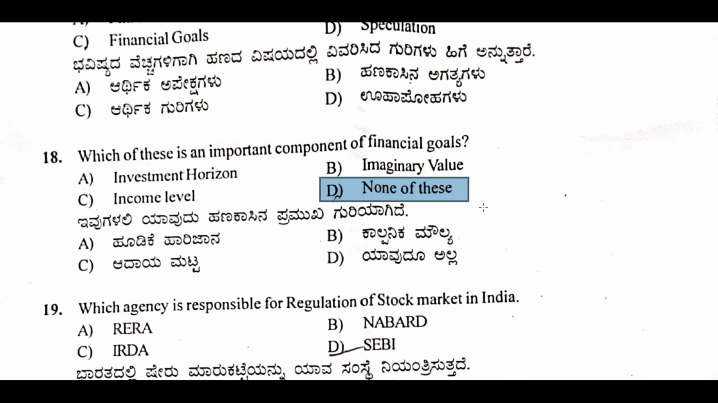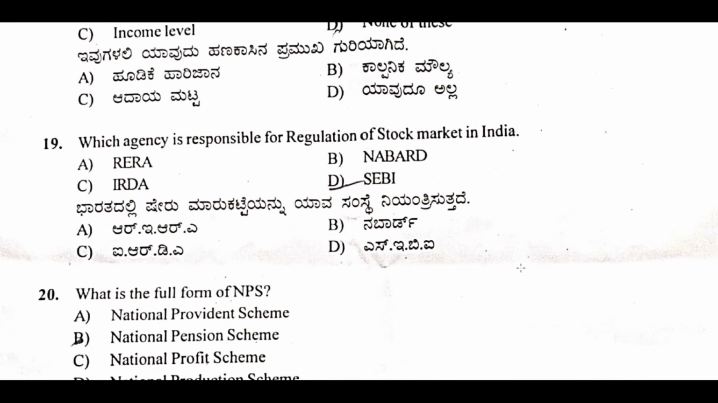Question number 19. Which agency is responsible for regulation of the stock market in India? Is it option A, RERA, option B, NABARD, or option C, IRDA, or is it option D, SEBI? The stock market is regulated by SEBI. As we know, SEBI is responsible for regulation of the stock market in India. Hence option D is the right answer.